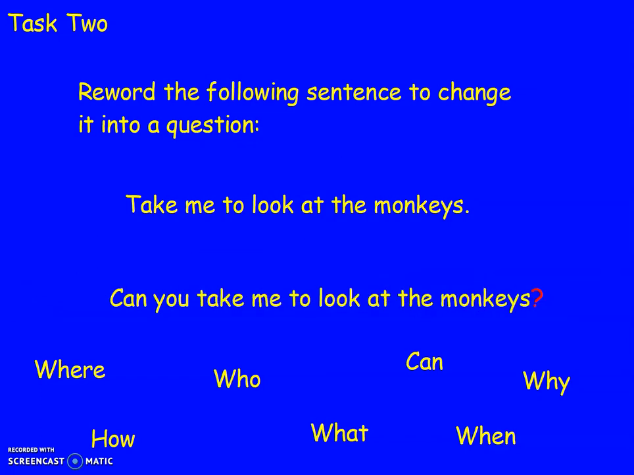Okay, so we could say, can you take me to look at the monkeys? And your question mark goes here. And that is asking somebody instead of telling them that you want to go and look at the monkeys. At the bottom here, there's some words that you can use to begin your question. So we've got where, how, who, what, can, when, and why. And those are words that are often used at the start of asking a question.